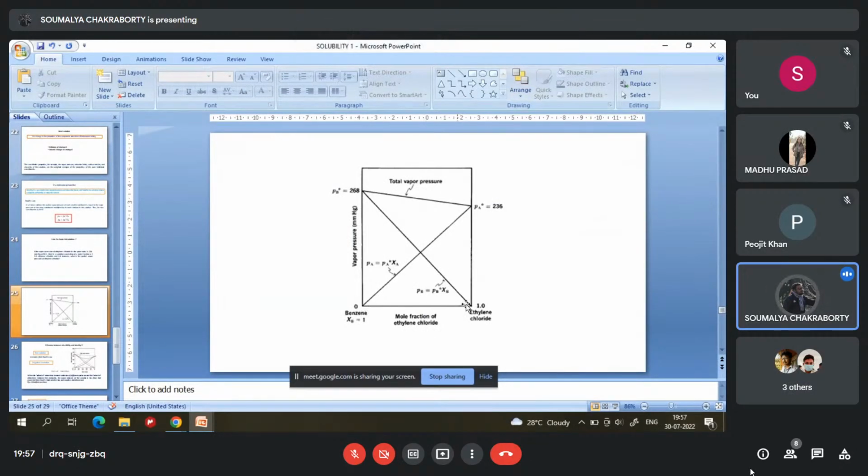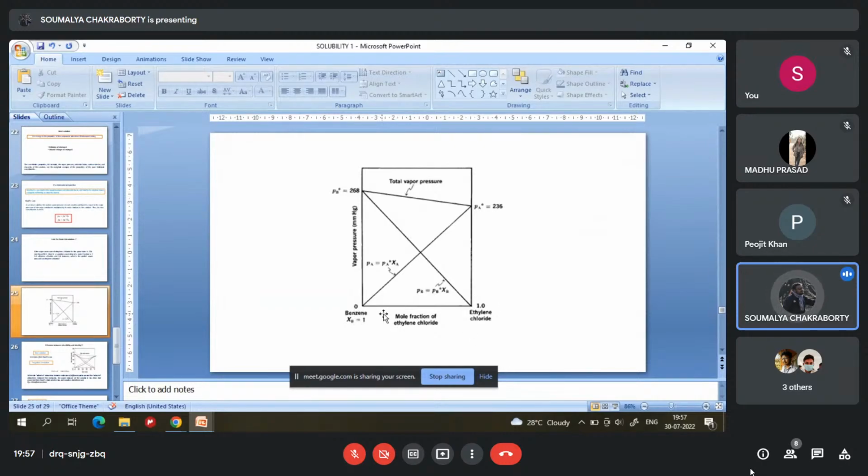This x-axis is concentration. This is representing the vapor pressure plot of a binary mixture of benzene and ethylene chloride. Here you can see benzene's concentration is 0, and gradually we are increasing. Sorry, here benzene's concentration or mole fraction is 1, and ethylene chloride's mole fraction is 0.